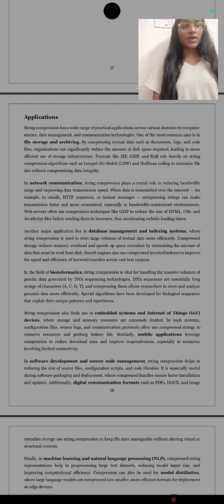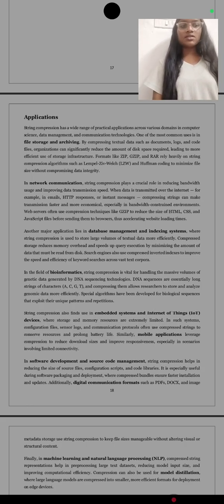String compression also finds use in embedded systems and Internet of Things (IoT) devices, where storage and memory resources are extremely limited. In such systems, configurations like sensor logs and communication protocols often use compressed strings to conserve resources and prolong battery life. Similarly, mobile applications leverage compression to reduce download size and improve responsiveness, especially in scenarios involving limited connectivity.